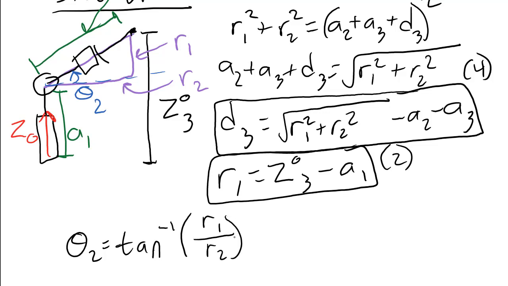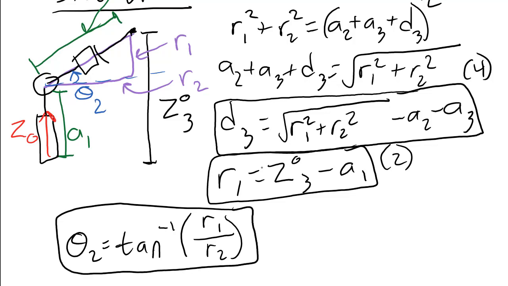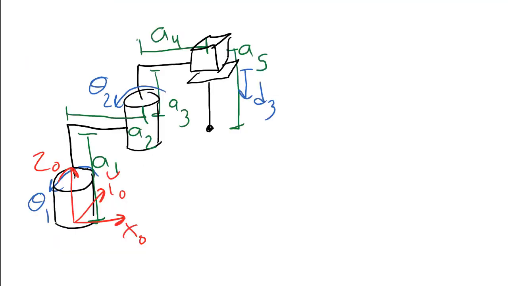Okay, so finally I can find theta 2 from the inverse tangent of R1 over R2, and since I've already solved for R1 and R2, we can do this already, and that's equation number 5. So we now have one equation for each of the joint variables, and we're done with this. We're going to take a look at one more example.